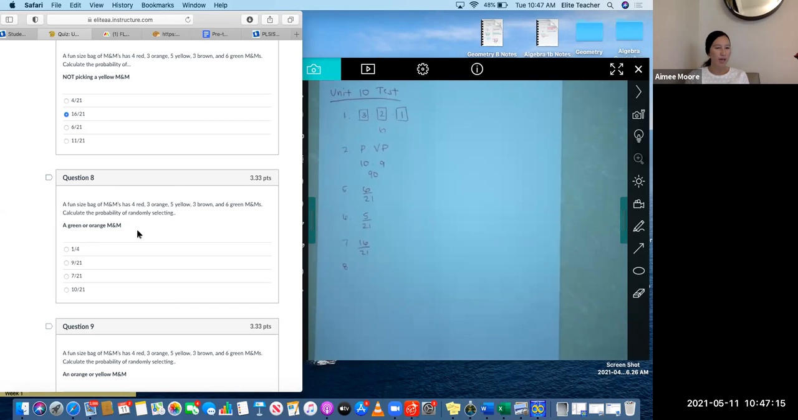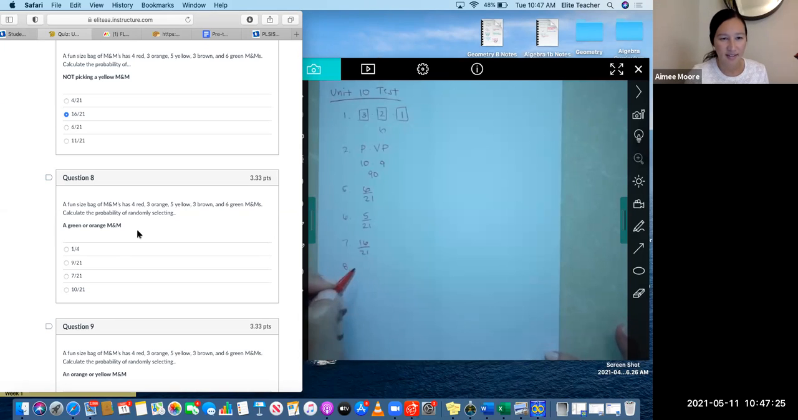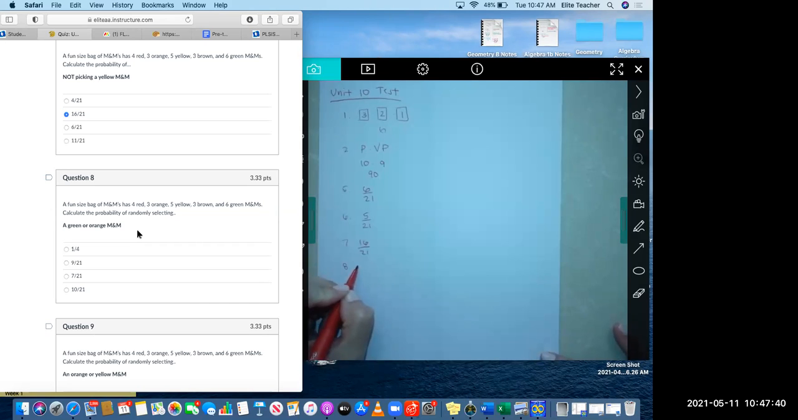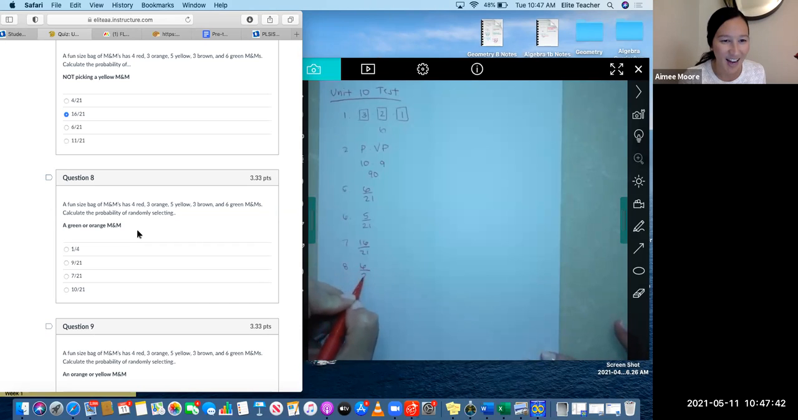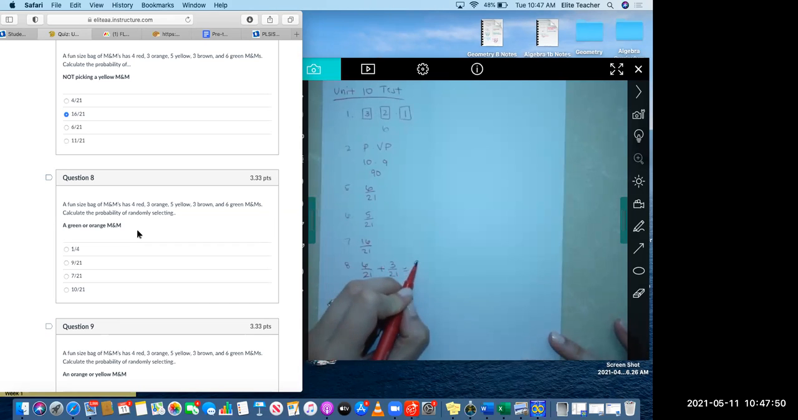Okay, so if it's green or orange, are we going to be adding or multiplying? Adding. Good. If it's "or" we add, and if it's "and" we multiply. So the probability of picking a green M&M would be 6 out of 21, plus picking an orange, 3 out of 21. 9 out of 21. Yep, so it'd be 9 out of 21.